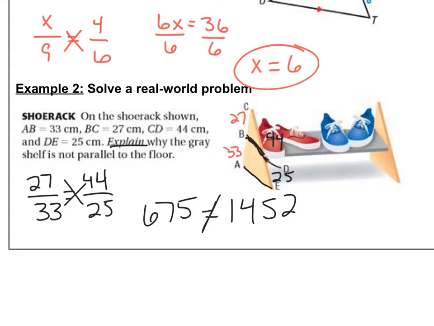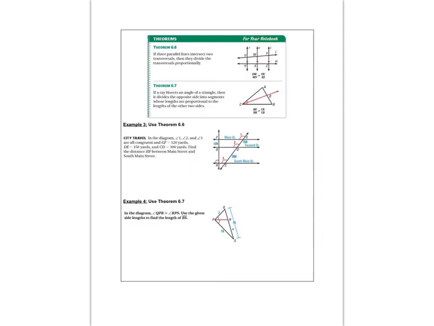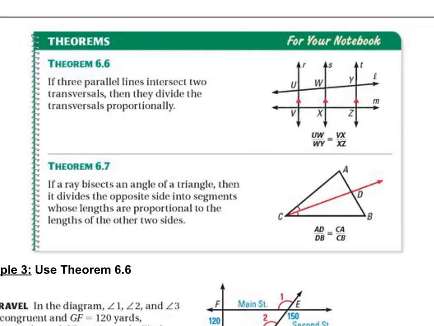Okay, remember, we have to have an equal number on both sides for it to be parallel to the ground, or in this case to the bottom of the triangle. Alright, go ahead and flip over. We got two more theorems to talk about here.